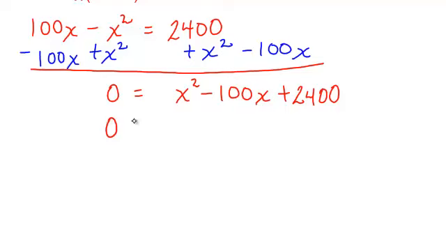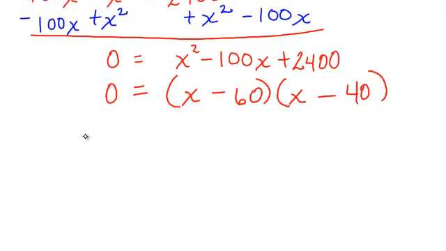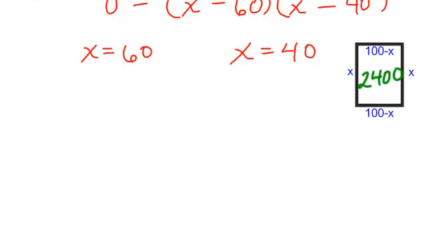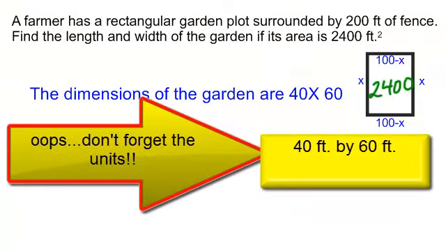I will have 0 is equal to, and that will be x times x. To get a positive, I'm going to use a negative times a negative in this case. And I am going to use 60 times 40. Now I use the zero product property. And I know x will equal 60 when I work that out, or x will equal 40. So if x is 60, then 100 minus 60 is 40. Or if x is 40, 100 minus 40 is 60. We would write the dimensions of the garden are 40 by 60.